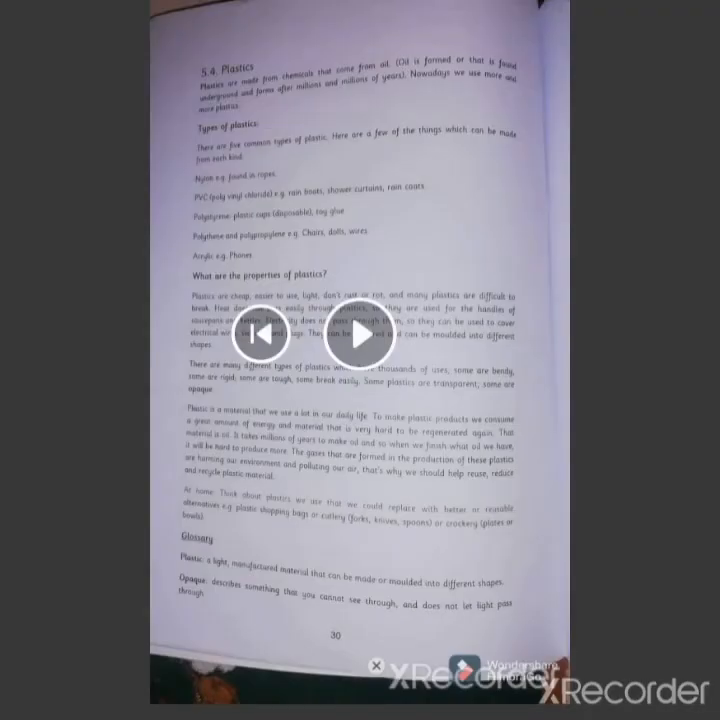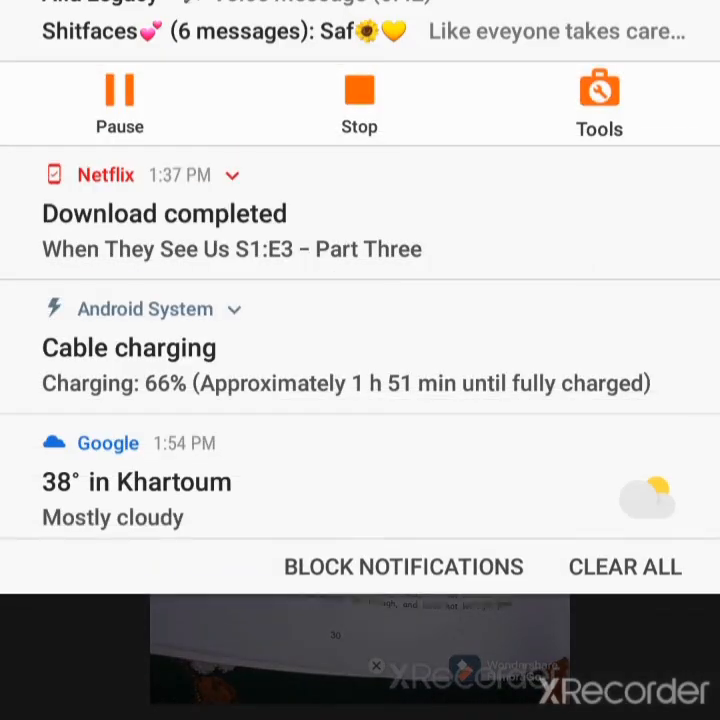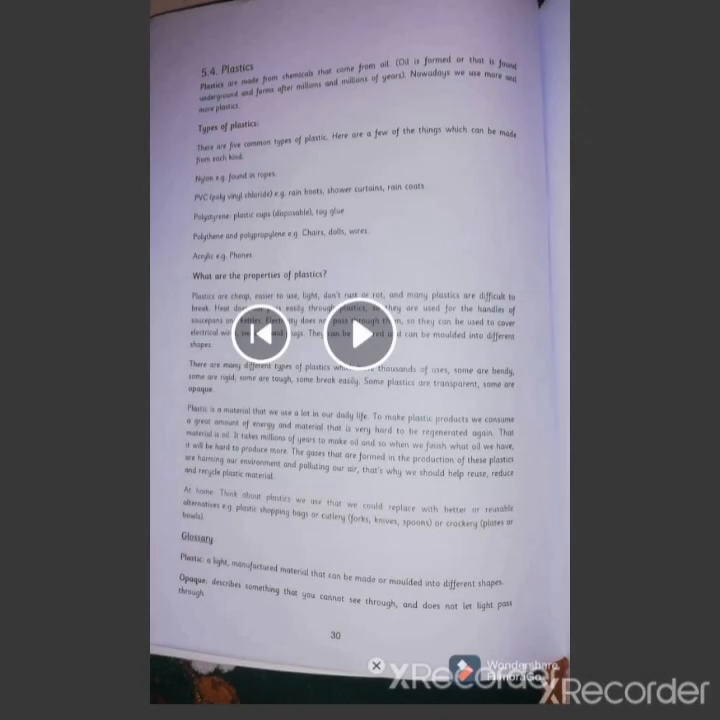polyvinyl chloride, example, rain boots, shower curtains, and raincoats. Polyester, plastic cups, disposables. Polyethylene and polypropylene, example, chairs, dolls, and wires. And acrylic, which we usually use in phones.